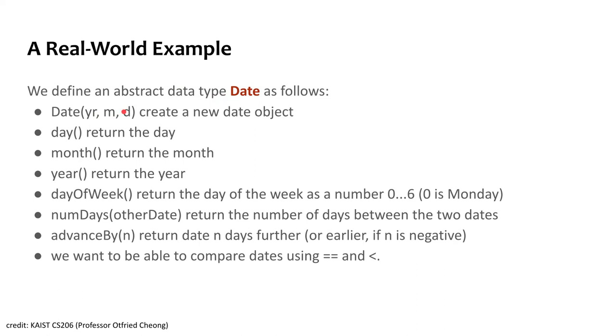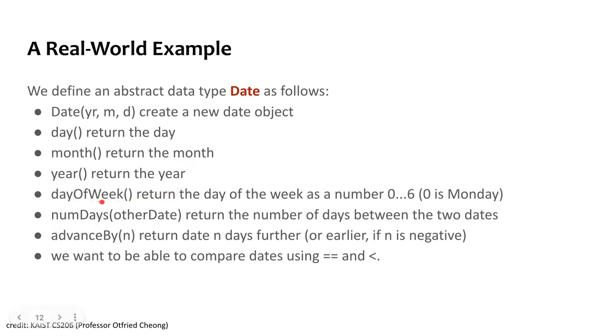And the next thing we need to do is defining operations that our object date can perform. And these are the list of the operations that our object date is going to perform. Let's have a look at each one. First, date(year, month, day). This one is initiator or constructor. This one creates a new date object. And the day function returns the day. Of course, we want to know the day. And month returns the month. And year returns the year.